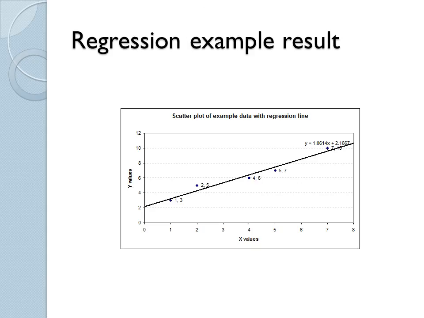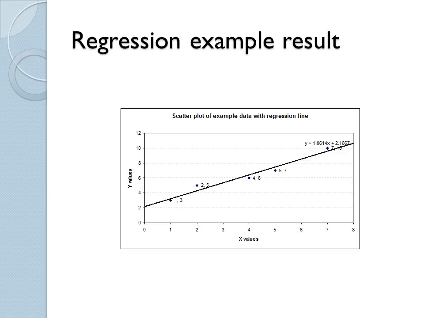So if we look back at our scatter plot, here are the data points with the regression line through it. Don't worry, you're not actually going to plot the regression line itself by hand. The computer will do it for you. But what you can see is the scatter plot, the regression line going through the data points, and then the formula for the regression line is in the top right-hand corner, and it says y equals 1.0614x plus 2.1667.